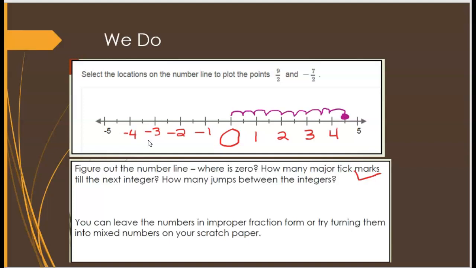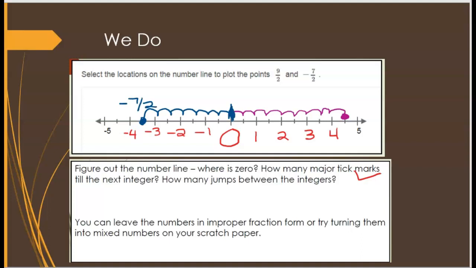Easy peasy, right? What about negative 7 halves? Well, we know that it's a negative number, so we have to go the other way on the number line. But we always have to start right here at 0. Always start at 0. So let's count 7 bunny hops. 1, 2, 3, 4, 5, 6, 7. We're going to land right here with negative 7 halves.